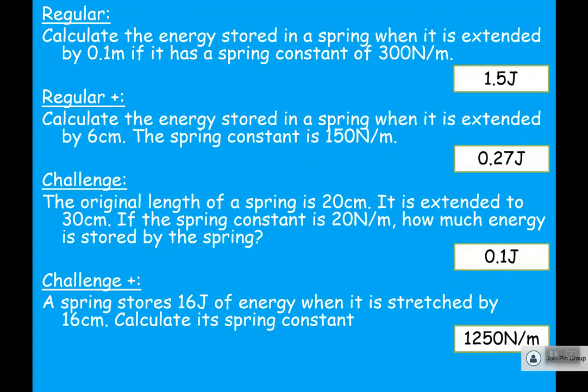One I wanted to go through was this final one here, the challenge plus. I just want to show you how to do it. Whenever you do an equation, the best thing to do, first off, is just write the equation down. So you've got E equals half times k times e squared. Then we need to fill in the gaps. The energy is 16, so that goes there. Half is just a half. We want to work out the spring constant, so let's leave k there. And look, the extension is 16 centimeters.